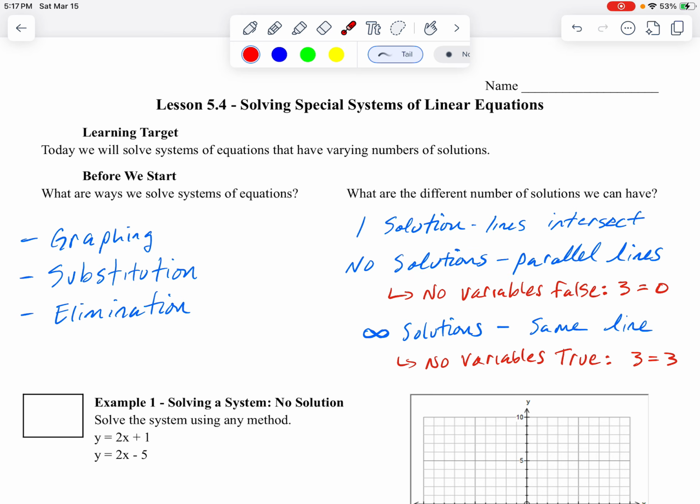If all the variables go away and it is true, we end up with infinite solutions. And then what this will be is two lines that are the exact same line. It's just going to be written differently. So one equation is going to be a multiple of the other. And we'll see an example of this in just a second. Okay, so these are our three options of how we're going to solve the system and what kind of solutions we can come up with.